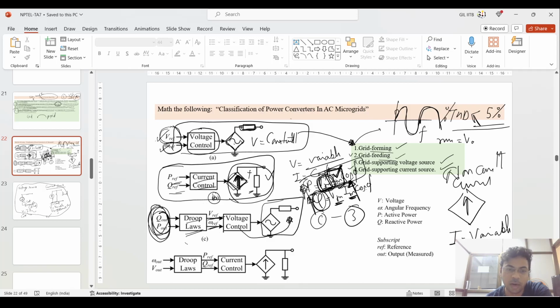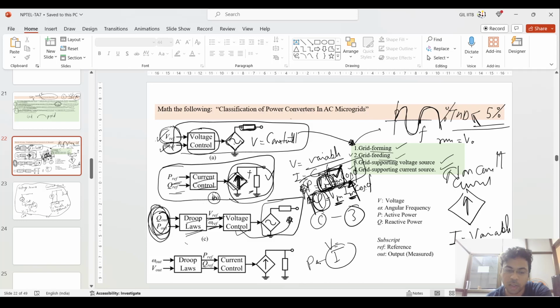So this kind of structure says that it is supporting the grid by taking the P out and the Q out reference, and further that is controlling the voltage. Same with this, if you want to feed as a current source, because if you want to maintain the voltage as constant, the power should vary as compared to the speed.